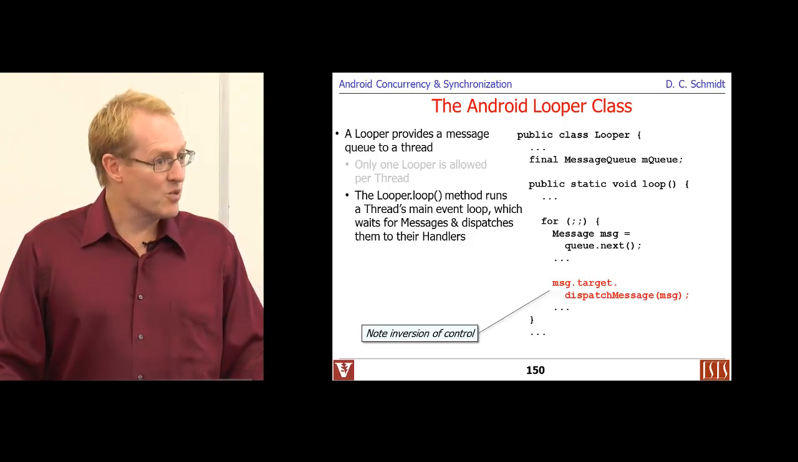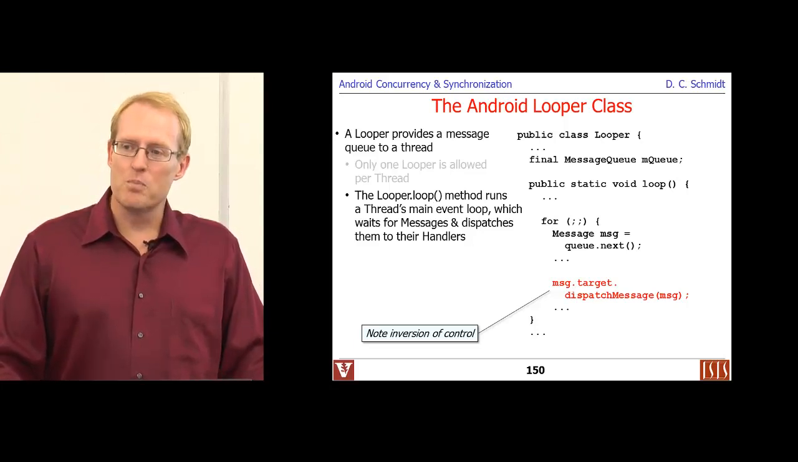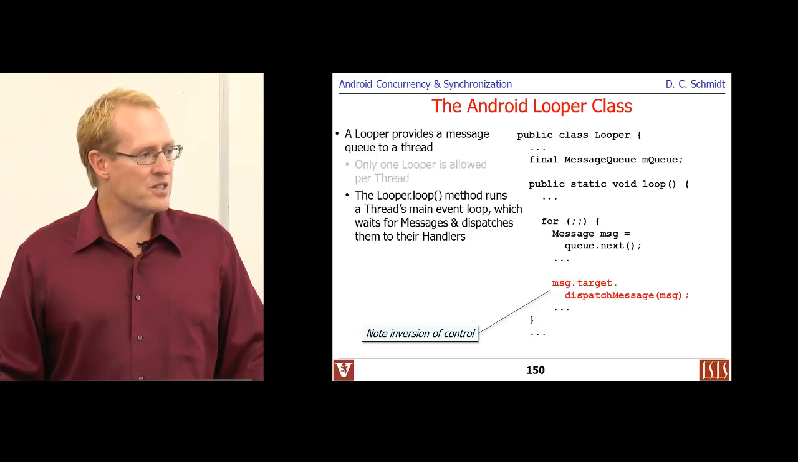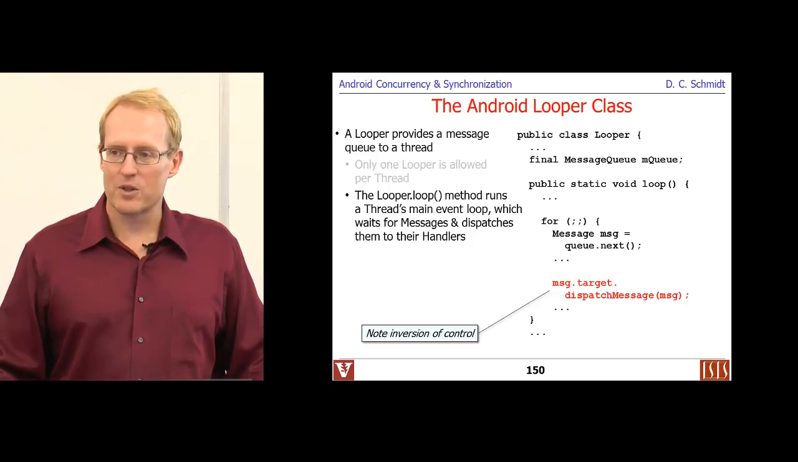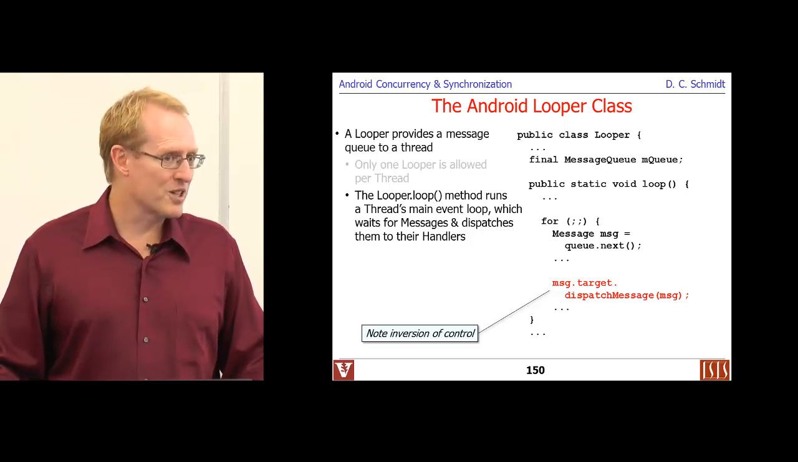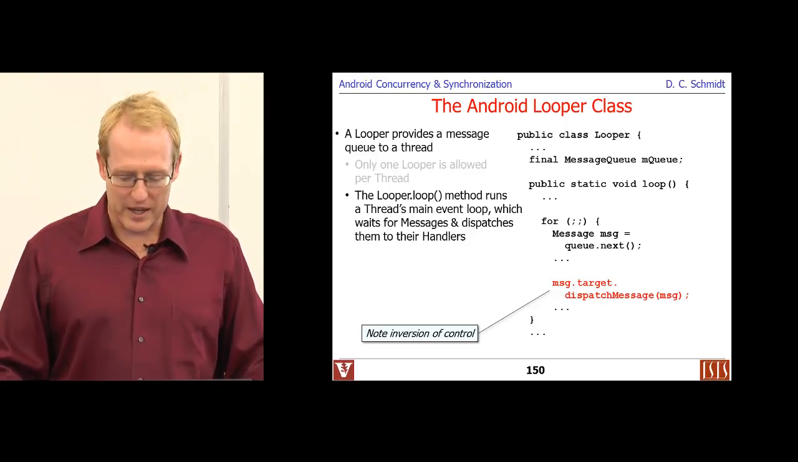Once you've gotten the next thing to do, then the looper's loop method goes ahead and dispatches the handler for that particular kind of looper. And we'll look later and see what handlers can do and what their behaviors will be like.